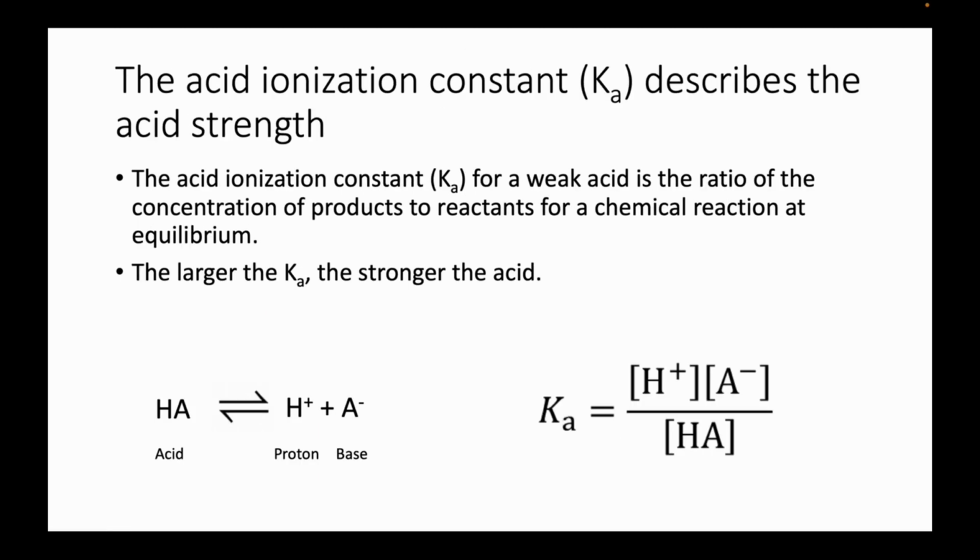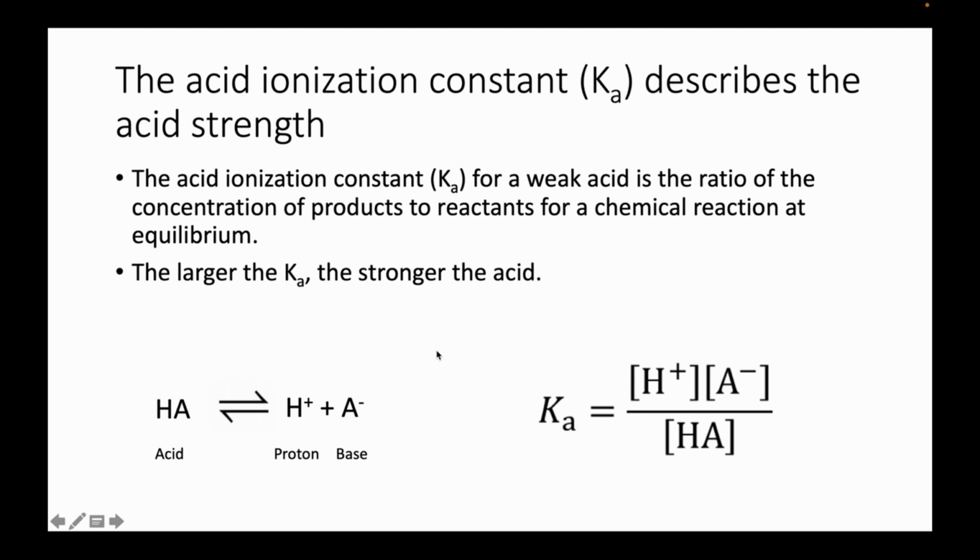We're going to use this constant called the acid ionization constant, abbreviated Ka, to describe the strength of the acid. For a weak acid, the acid ionization constant is the ratio of the concentration of products to reactants for a chemical reaction at equilibrium. Let's say we have this hypothetical acid-base reaction where HA is our acid, and it dissociates or ionizes into our proton plus our base. These are the products. So we have the concentration of our products divided by the concentration of our reactants, and at equilibrium, we're going to have certain concentrations for each of these. We take that ratio, and that's how we get our Ka.